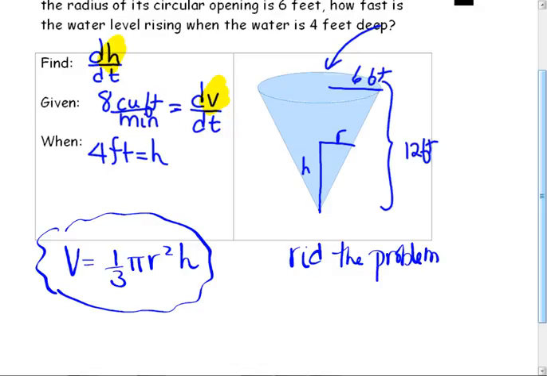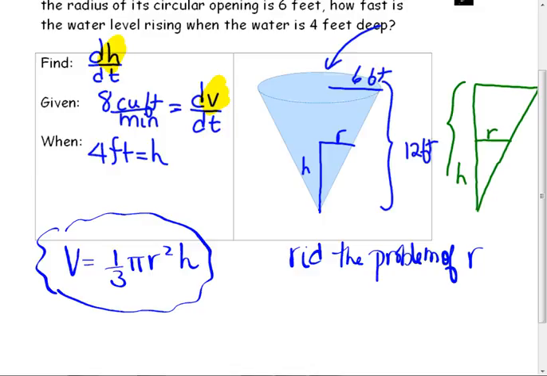And now we have to use some geometry. If I draw this whole thing here, I'm going to do it in green, and then I'm going to pull it out. There's your photograph. This is h. This is r. This whole height is 12, and the big radius is 6.